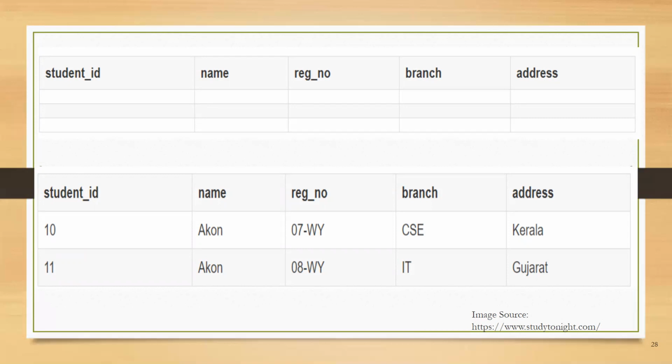Like if I want to ask the branch name of the student with student ID 10, I can get it. Similarly, if I ask for the name of the student with student ID 10 or 11, I will get them as well. So all I need is a student ID, and every other column, that is your non-primary key attributes, that is your name, registration number, branch and address, depends on it. And using that only we can fetch the result. So this is called dependency, and it is also called functional dependency.